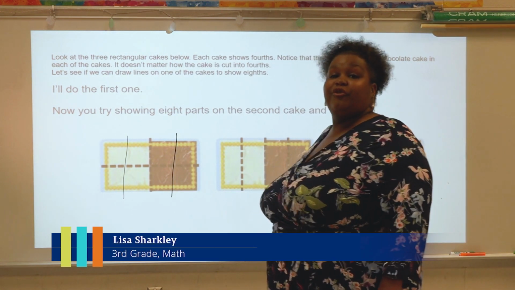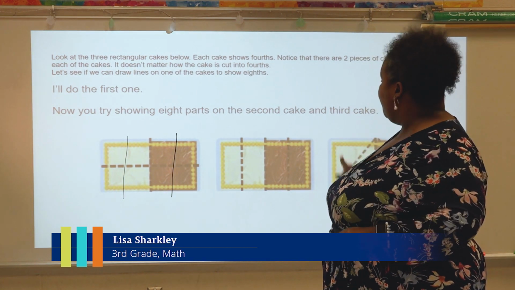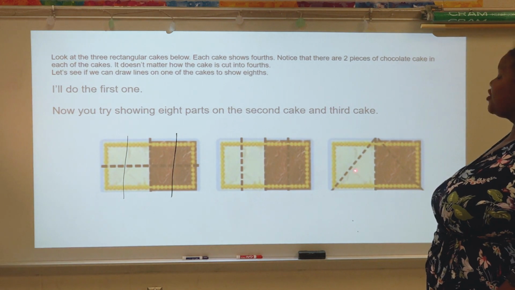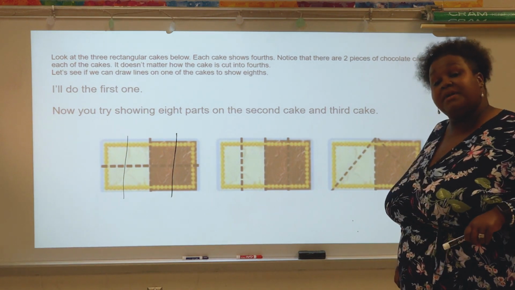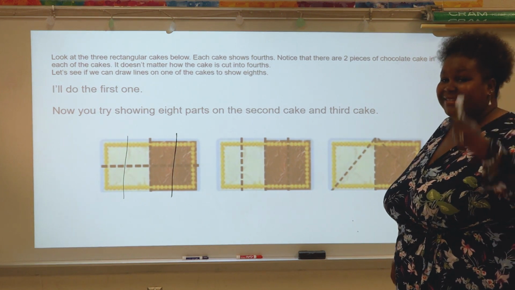I want you to try the same. I'm going to give you about 30 seconds. I want you to try the same with the second cake and the third cake. Please draw them and make your 4ths into 8ths. I'll give you 30 seconds.